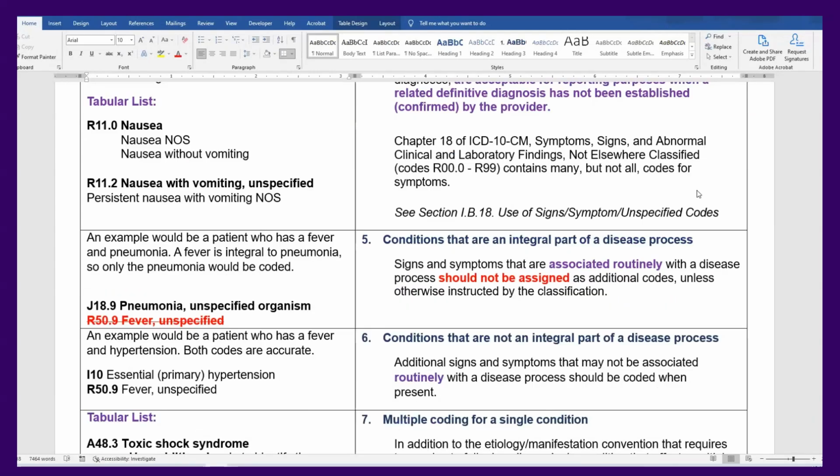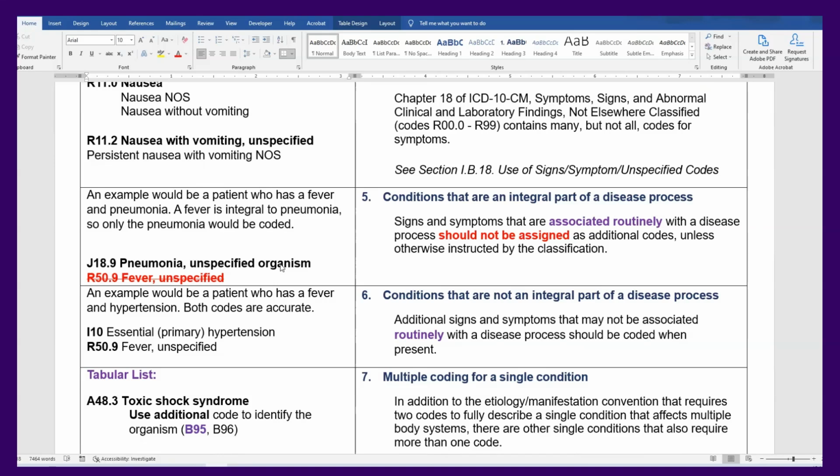Okay, so conditions that are an integral part of a disease process. And this is just further going on about signs and symptoms. Signs and symptoms that are associated routinely with a disease process should not be assigned as additional codes unless otherwise instructed by the classification. So for instance, in a patient who comes in with a fever and pneumonia, the fever is integral to pneumonia, so only the pneumonia would be coded in this situation.